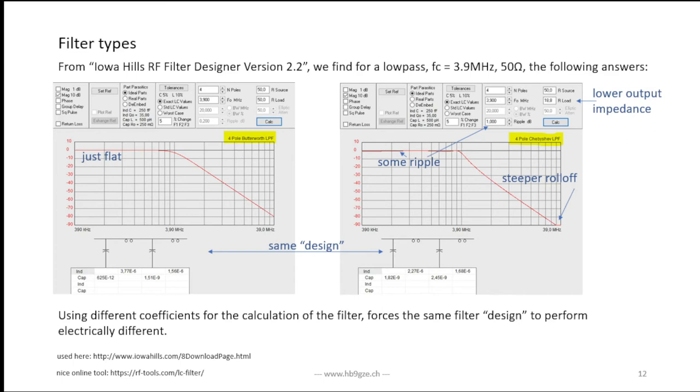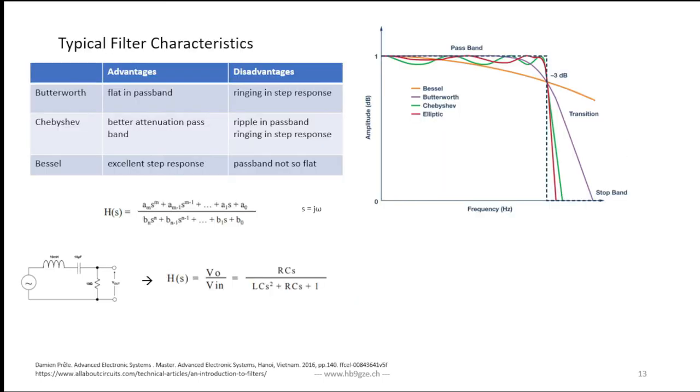So it really depends on your application and what you're aiming for and what kind of compromises you can make. The most commonly used filter characteristics are Butterworth filters, Chebyshev filters, and Bessel filters. But there are many more out there. There are elliptic filters and so on.